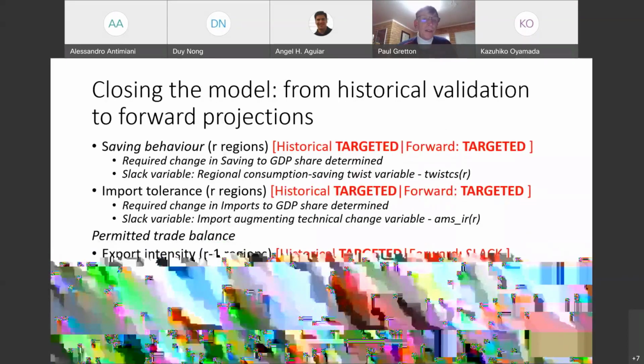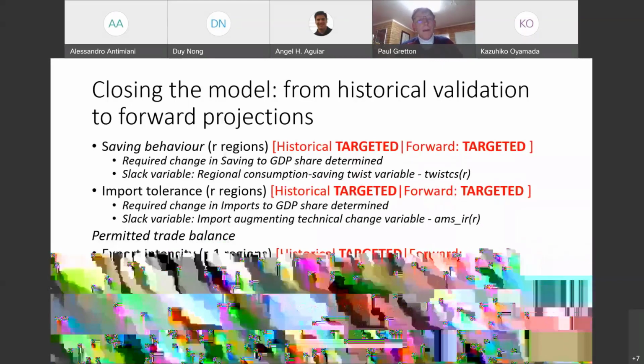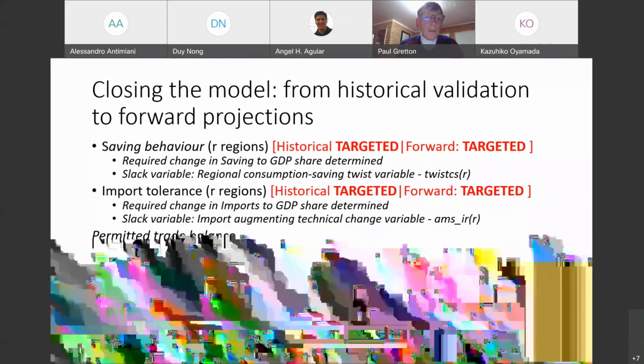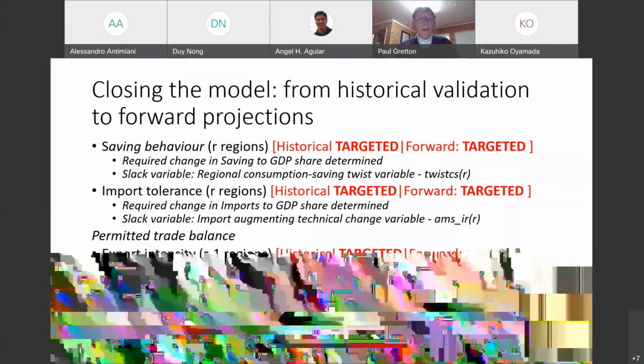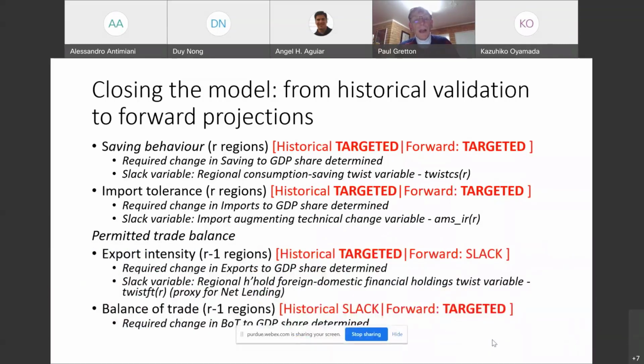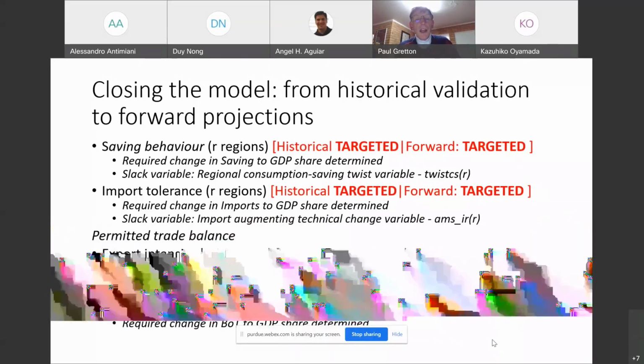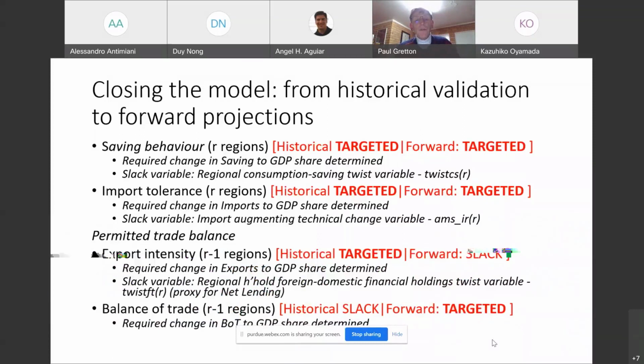Now, closing the model. This is the really important part in some ways in the theory. We need to have a closing. So let's look at just savings. The savings behavior. We want to target a level of savings, either in the partial adjustment method or direct total adjustment method. So we want to change the savings to GDP share. If we're talking about savings behavior, the natural variable is the consumption-savings choice in a country. And in the new theory that I've introduced, I've got a twist variable, a price-neutral twist variable, which enables that choice to be varied.